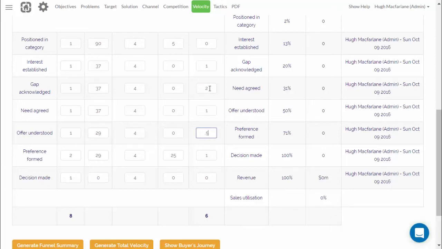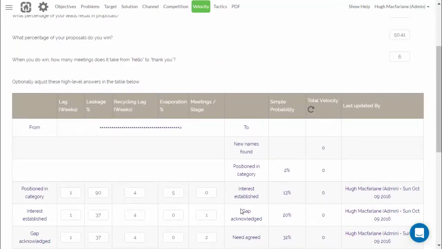In fact, let's say every second prospect needs a meeting between offer and preference, and every second prospect needs a meeting to get from preference to decision. Now in this example, we've gone down to only 5 meetings. Do I have enough? Maybe I'm going to need to have 2 at offer understood. Once to present to my coach and once to present to all the other buyers. So let's get that up to 6. Remember, we started with 8 meetings and we had a low closure rate.